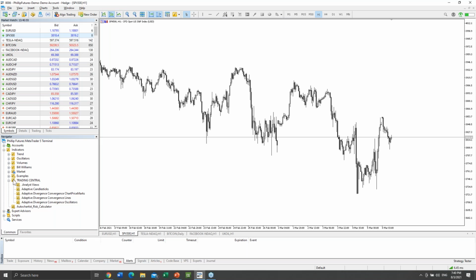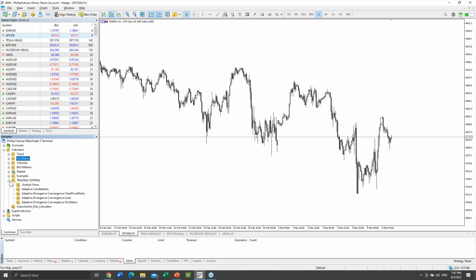Let me just show you very quickly how this tool works, not in much detail unless you have further questions. Under my navigator panel, you can see I expanded indicators. I expanded this tool called Trading Central. Again, these tools have to be downloaded separately on our website.